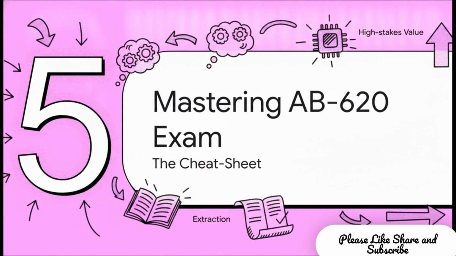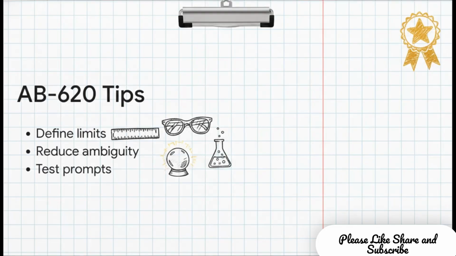Let's bring it all home with Section 5, Mastering the AB-620 exam, the ultimate cheat sheet. If you're gearing up for that AB-620 exam, consider this your ultimate study guide cheat sheet. The main takeaway? Prompt design directly influences response quality. You've got to know that good prompts define role, task, context, constraints, and output. Enterprise prompts have to explicitly reduce ambiguity to discourage unsupported answers. And above all else, always test your prompts with realistic scenarios before deploying an agent. It's a mandatory, foundational skill for the certification.